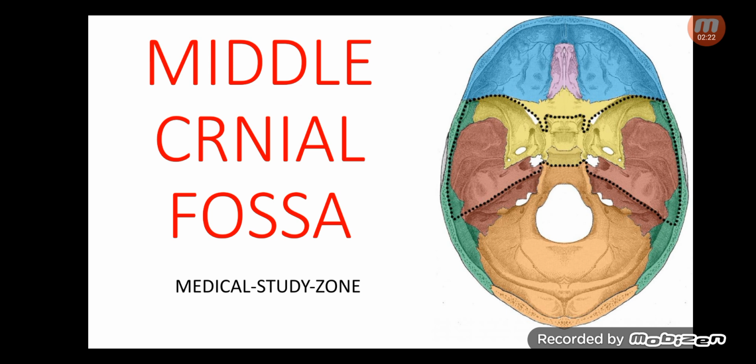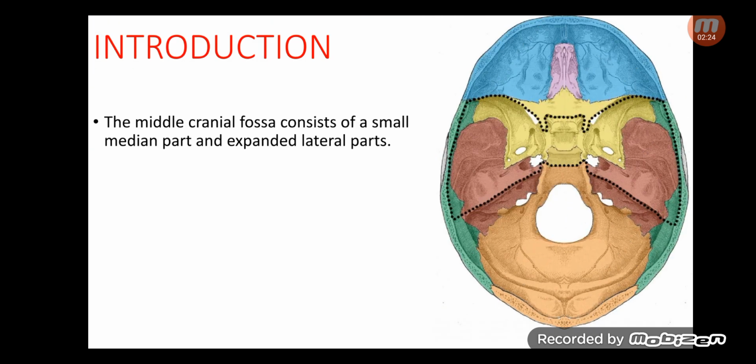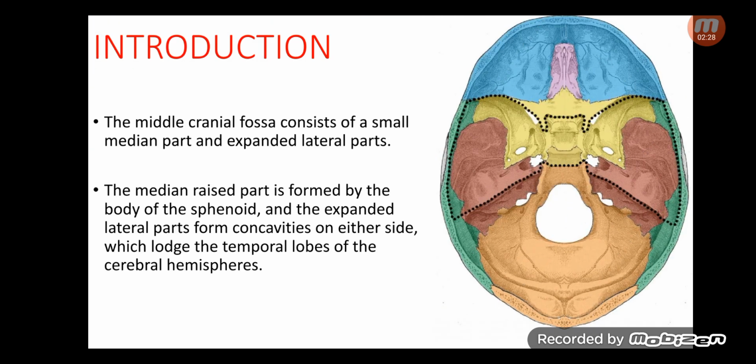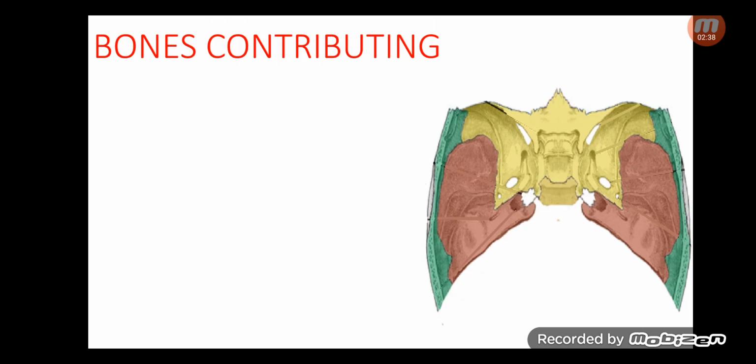Now we will talk about the middle cranial fossa. The middle cranial fossa consists of a small median part and an expanded lateral part. The median raised part is formed by the body of the sphenoid, and the expanded lateral parts form a concavity on either side which lodges the temporal lobe of the cerebral hemisphere.